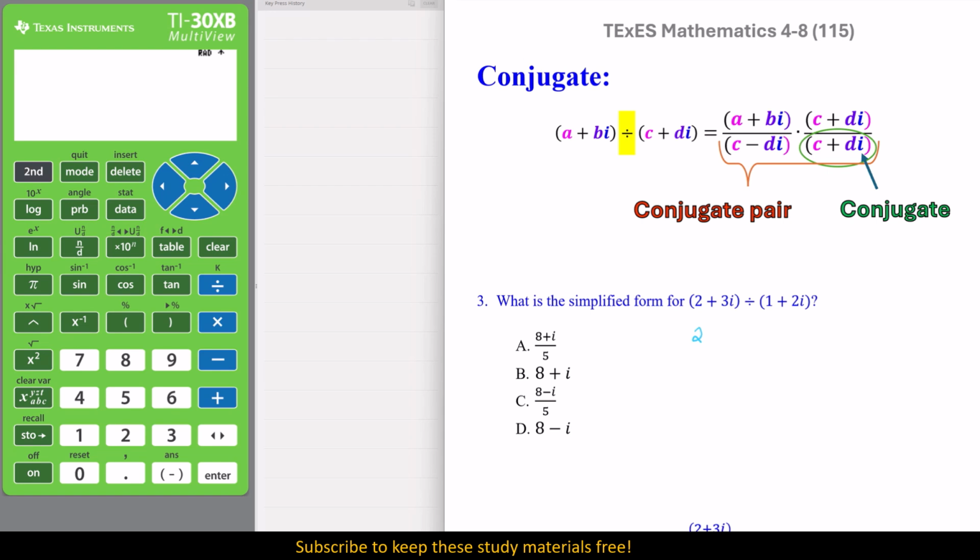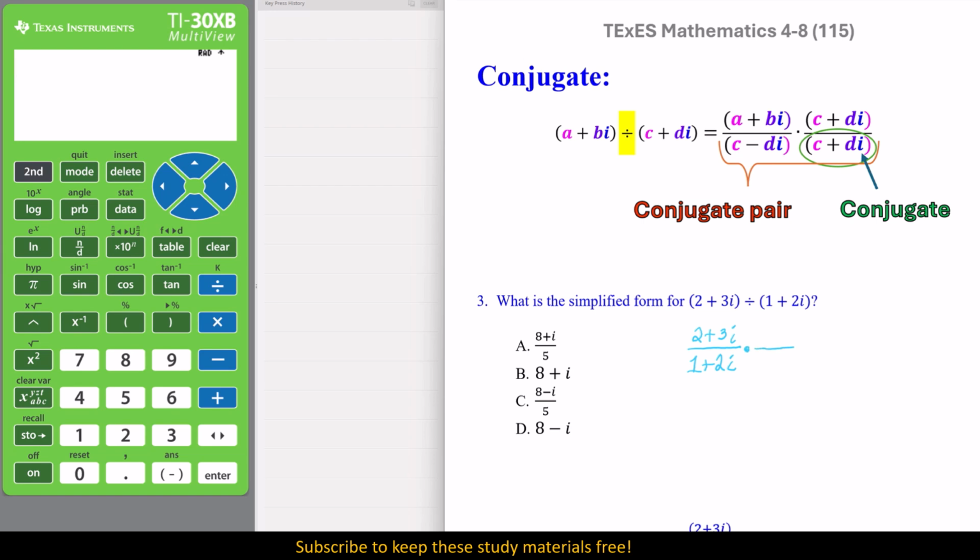So we have 2 plus 3i over 1 plus 2i. We look at our denominator and we take the conjugate. What is the conjugate? Well, the exact same numbers. However, the given is 1 plus 2i, so the complex number, whatever given sign is before it, we use the opposite, just like you have in your illustration. So this is what we have to do.